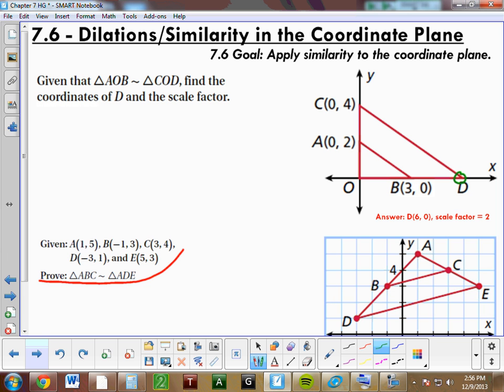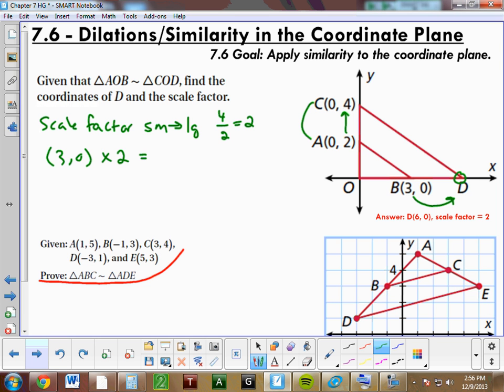So if I compare C and A, which I already know, it looks like that goes from 4 down to 2 if I look at it from large to small, or if I look at it from small to large, it goes from 2 up to 4. So I need to go larger, and I want to find the scale factor of the small one to the big one. I'm going to take that 4, divide it by 2, and get 2. So I should take that coordinate, 3, 0, and multiply it by 2, and then I get 6, 0, which would be the coordinate of D. The scale factor would be 2.